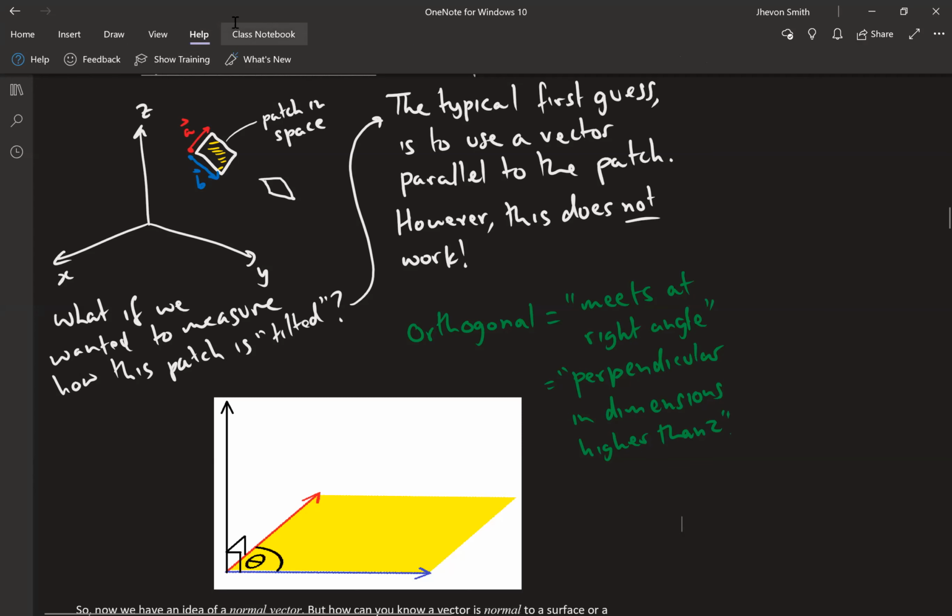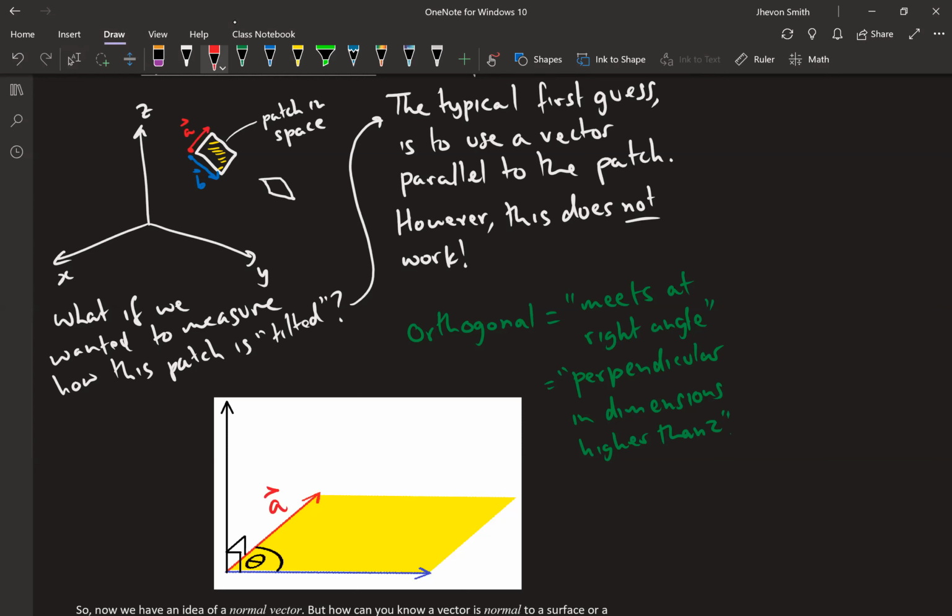So for example, if I have a vector here that's A, and I have a vector here that's B, then a vector that's orthogonal to A and B can talk about how this patch is slanted here. And so we understood that in order to even find that, we need 2 vectors to compare these 2. And that's actually what we're going to get to today eventually.